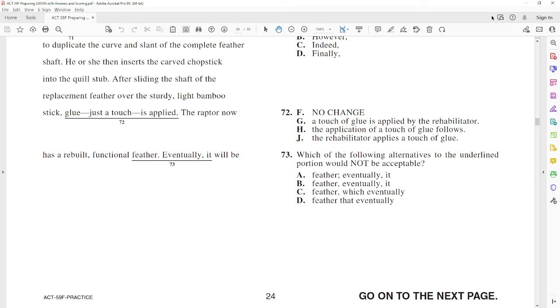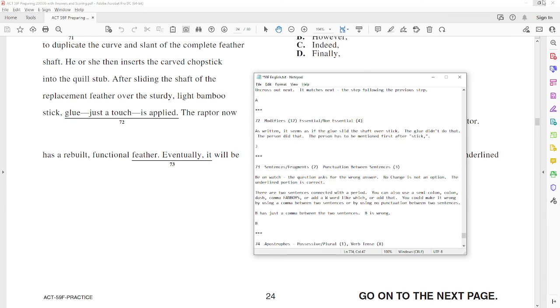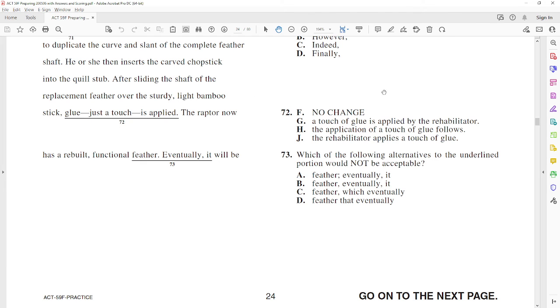Here's the reason F is wrong. Yes, it is correct. Let me get rid of this essential, non-essential. Boy, I almost made a goof on this one. Erase everything I said before because it's no good and I cannot take time to edit this video. After sliding the shaft of the replacement feather over the sturdy, light bamboo stick. Who slides the shaft of the replacement feather over the sturdy, light bamboo stick? The rehabilitator does. Glue doesn't slide the shaft of the replacement feather over the sturdy, light bamboo stick.